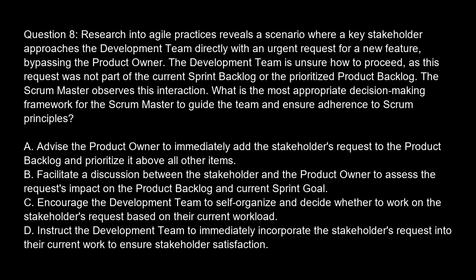Question 8. Research into Agile practices reveals a scenario where a key stakeholder approaches the development team directly with an urgent request for a new feature, bypassing the product owner. The development team is unsure how to proceed, as this request was not part of the current sprint backlog or the prioritized product backlog. The Scrum Master observes this interaction.